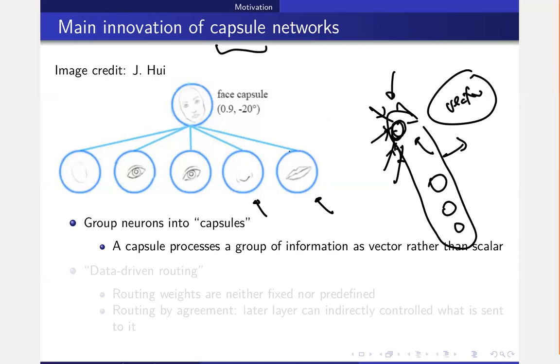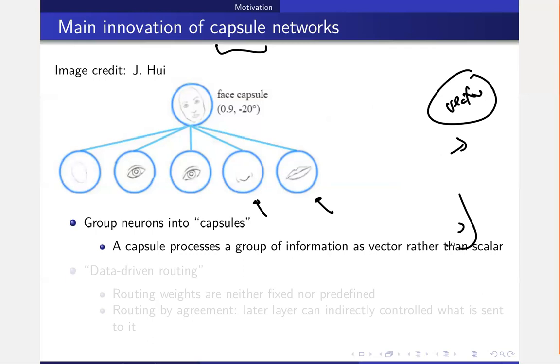And of course, this is kind of similar. You can think of a unit in a CNN as kind of a neuron too. But be careful, there's a caveat here.